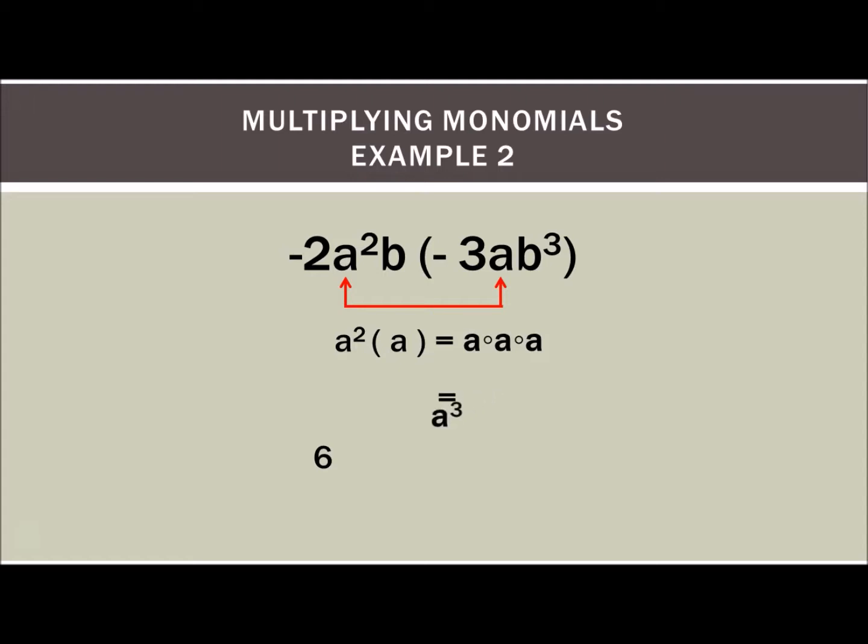Then we're going to look at the next variable, which is the b. So now b times b to the third is equal to b to the fourth right there. Same thing, because there's only one b right here, that's this one b right here, and then there's 3 of these b's, so that becomes 1, 2, and 3 right there. So altogether it becomes b to the fourth. So let's bring down b to the fourth, and then that becomes your final answer.